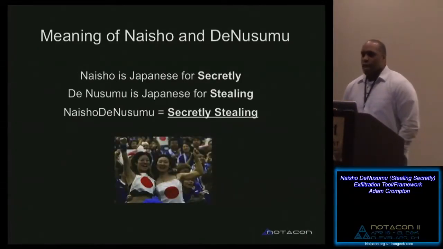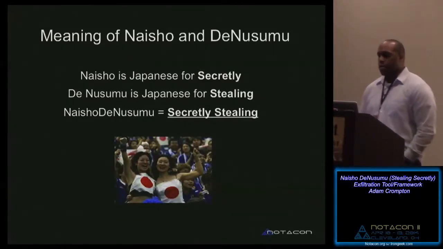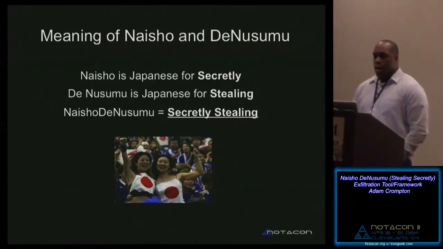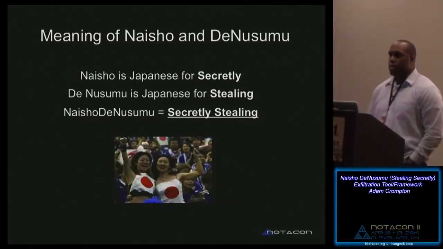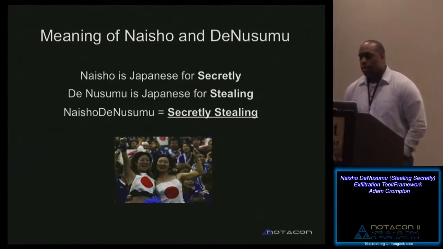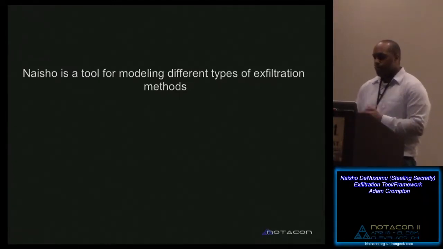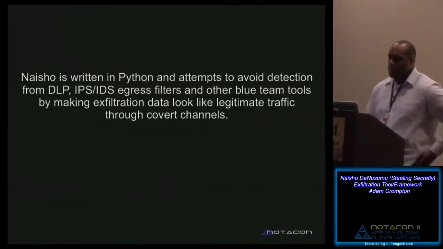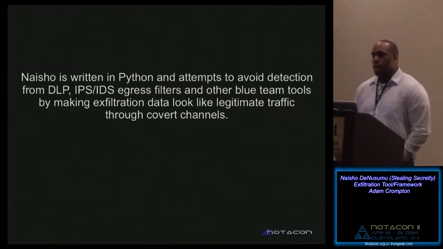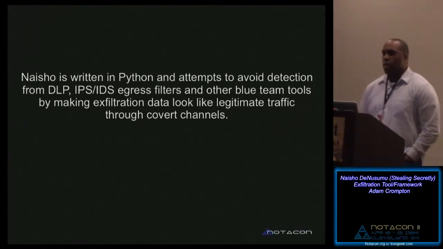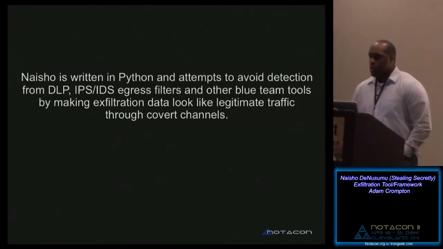The meaning of Naisho DeNusumu is a Japanese term. Naisho means secretly, and DeNusumu means stealing. So you put it together, it's secretly stealing. It's a tool for modeling different types of exfiltration methods. It's written in Python and pretty much attempts to avoid detection by blue team tools and tries to make the exfiltrated data look legitimate through traffic and also through covert channels.